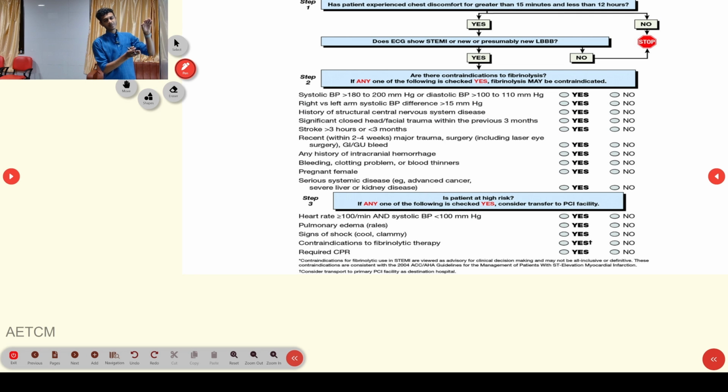The purpose of this checklist is that, before transporting the person to definitive care, you have to make a decision whether the person is fit for fibrinolysis or not.